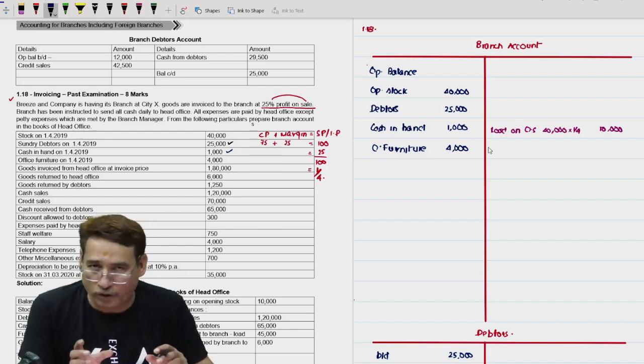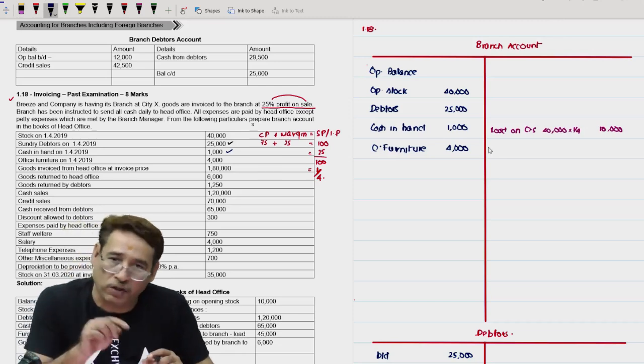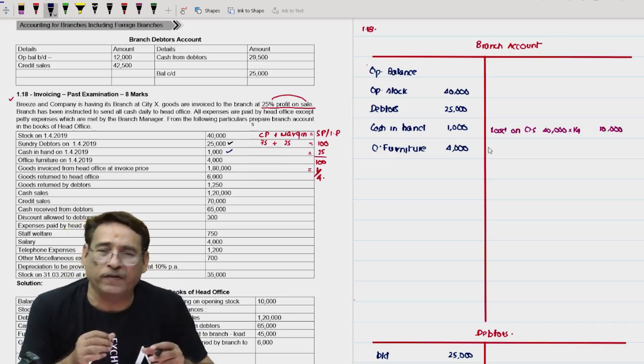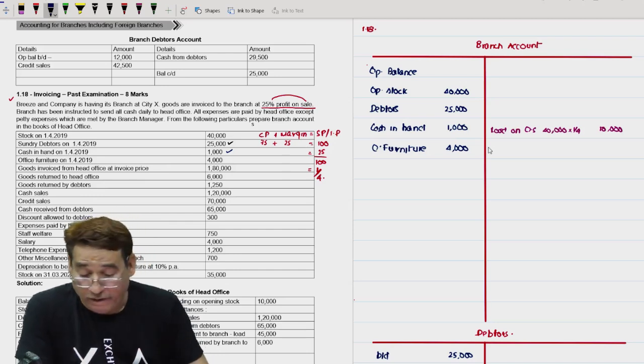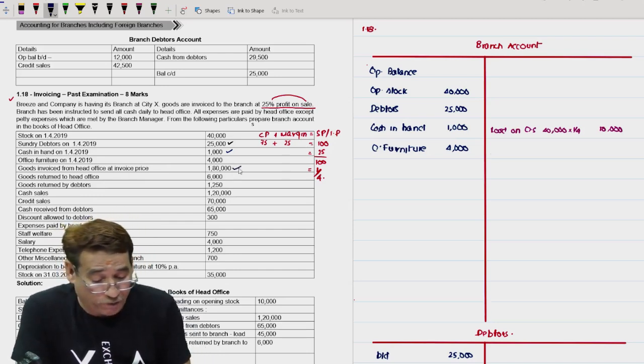Loading is always with respect to opening stock, closing stock, goods sent to branch, goods returned, goods in transit, and later on we will face goods transferred. Only these items will be considered for the purpose of loading. Then we have goods invoiced from head office.